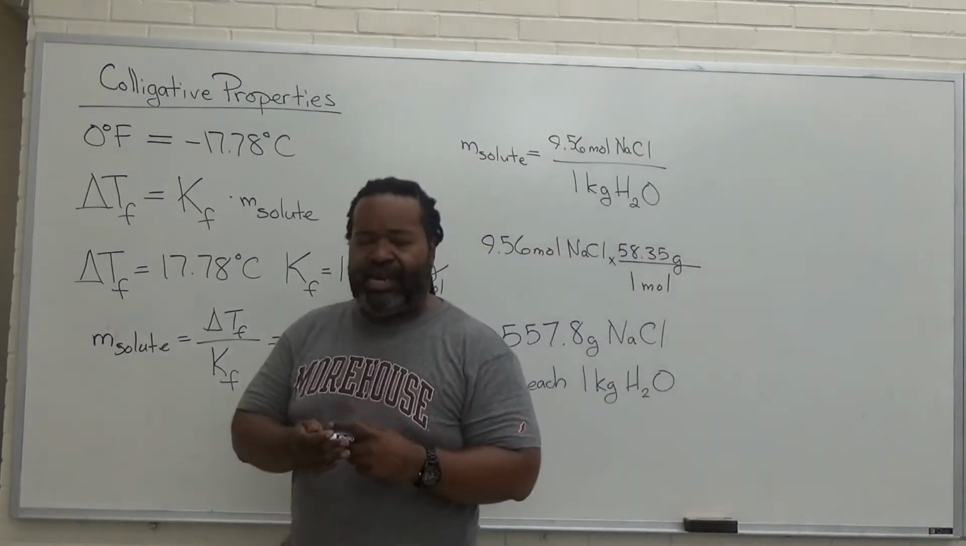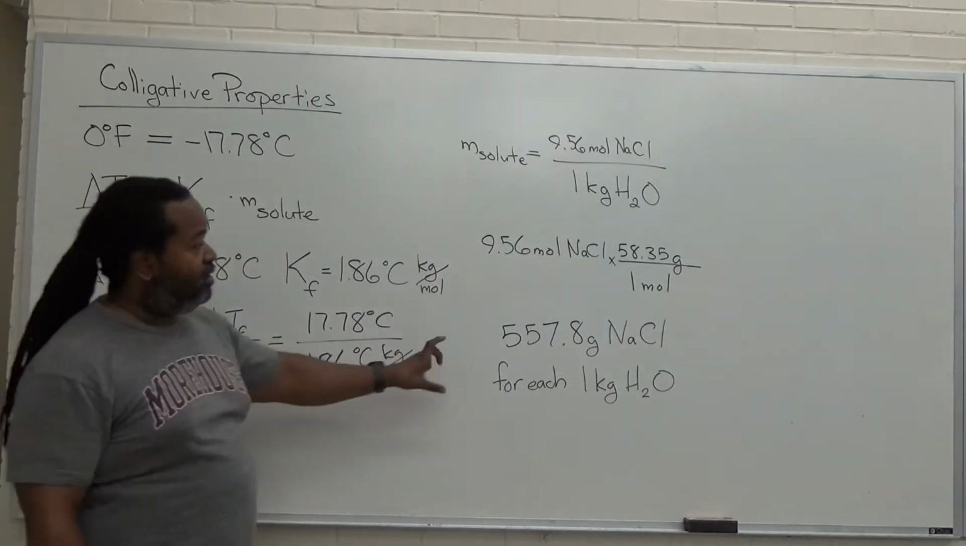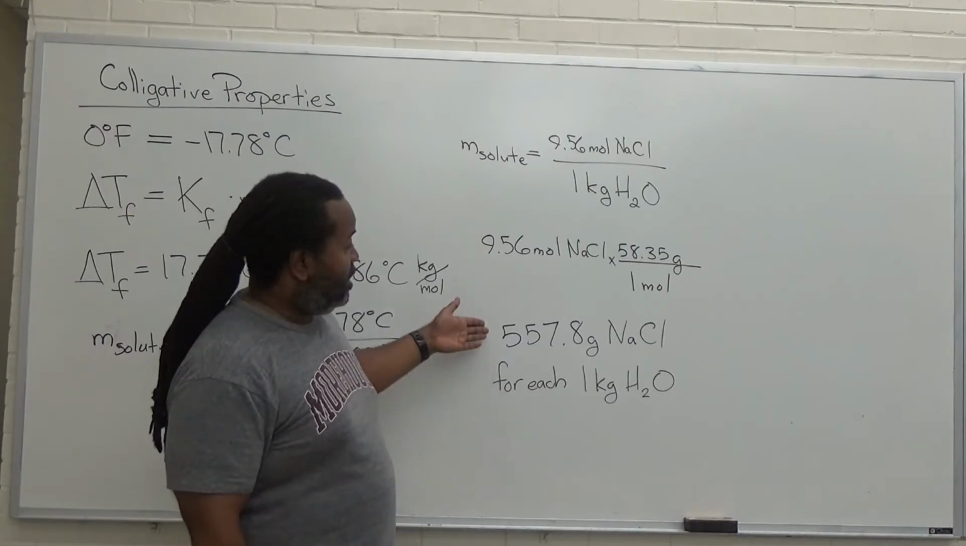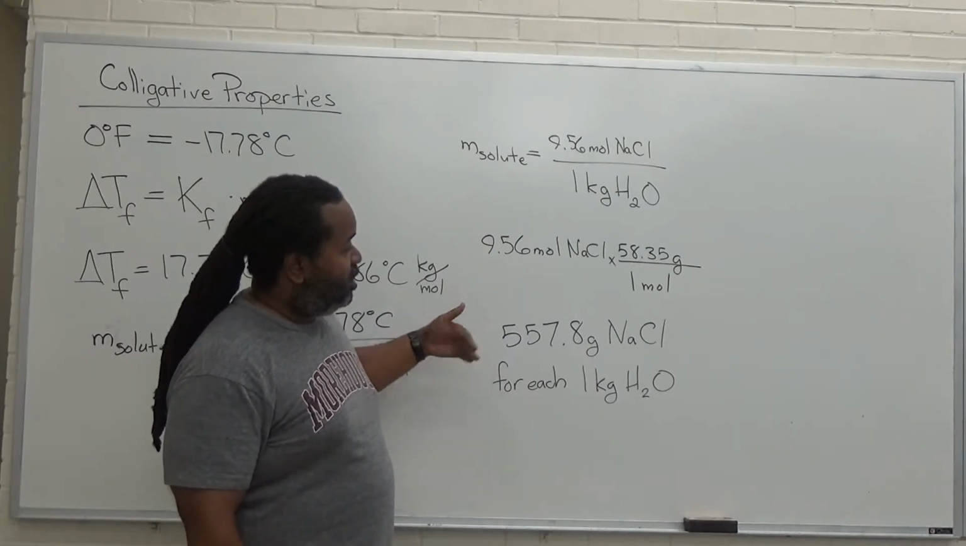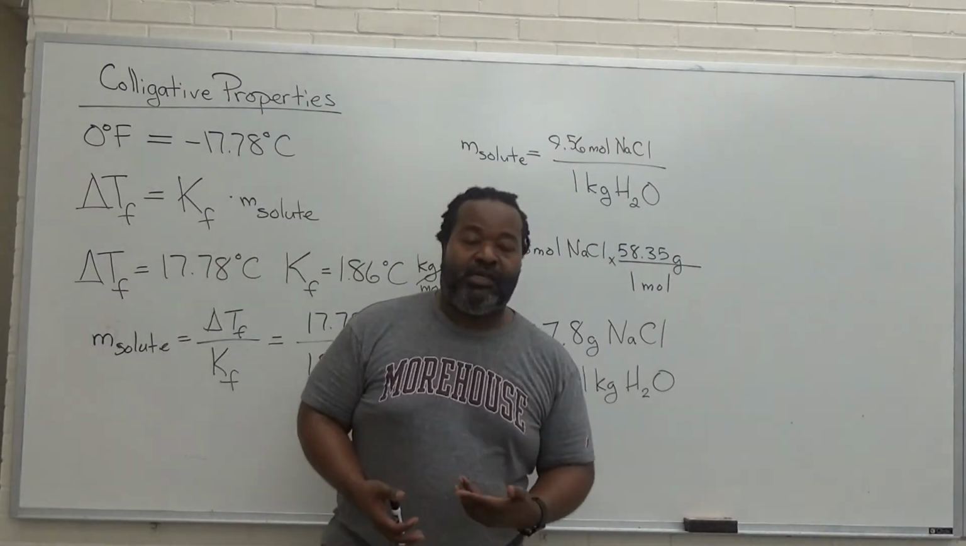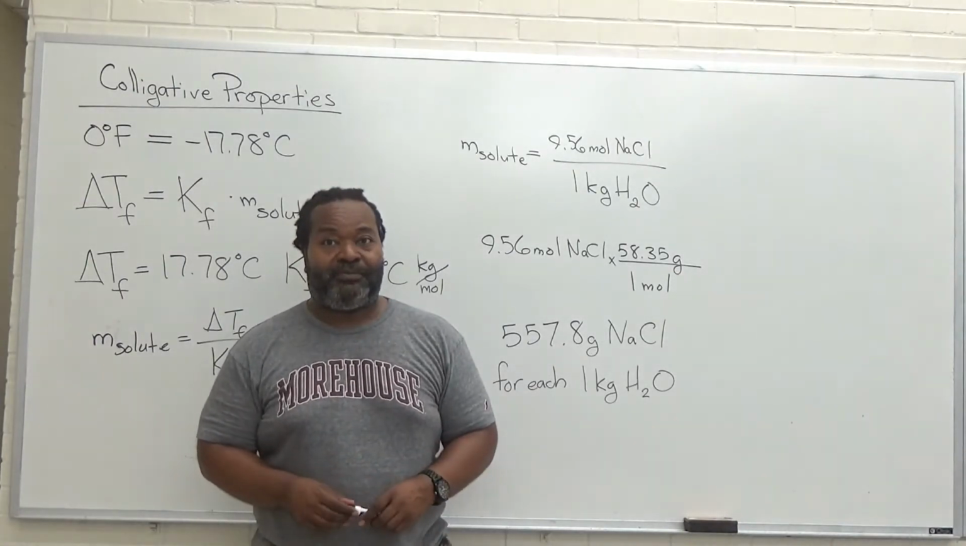Now, that's how we would use the idea of colligative properties for freezing point depression to get a practical answer for this problem. And if we add this quantity of salt to our water in that ratio, we'll expect to see the freezing point be depressed by that much.